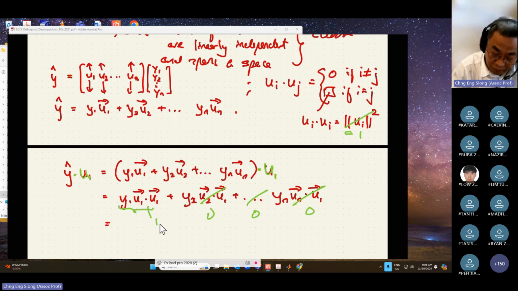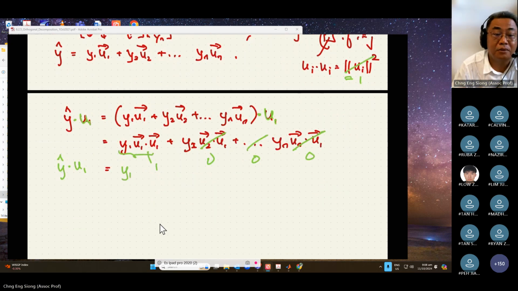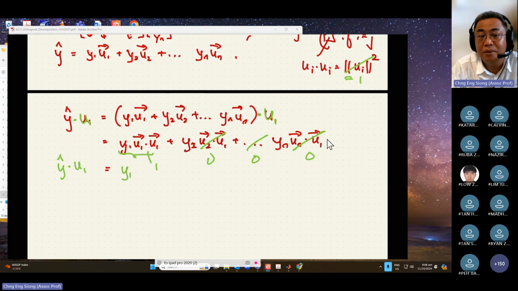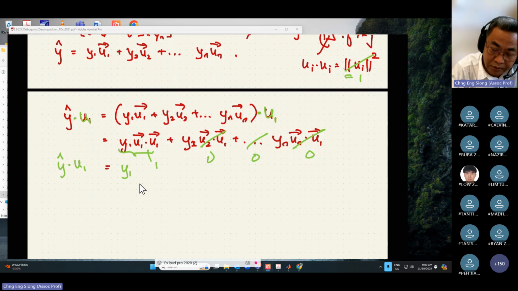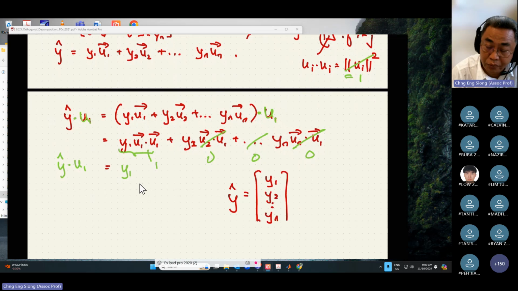So to get y1, all we need to do is take this vector dot with u1. So simple, right? The reason is that they are an orthogonal basis, which gets rid of the other terms, and the 1 here is because they are an orthonormal basis. So now we know how to get y1. Let's refresh ourselves: this is y hat, this is y1, this is y2, this is yn. We are only getting the first element of the vector.